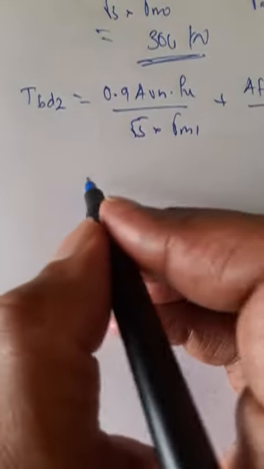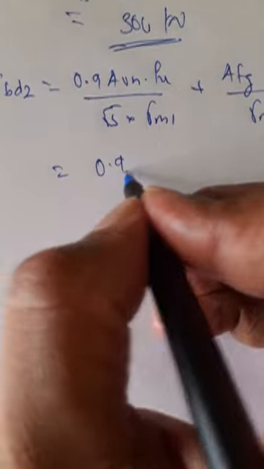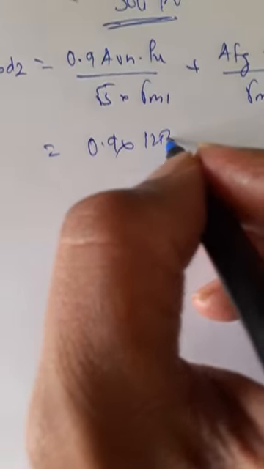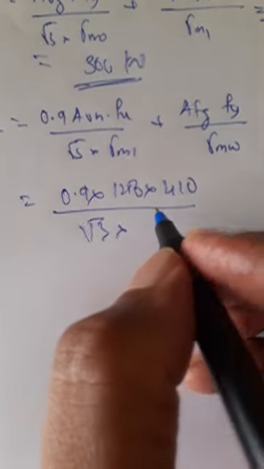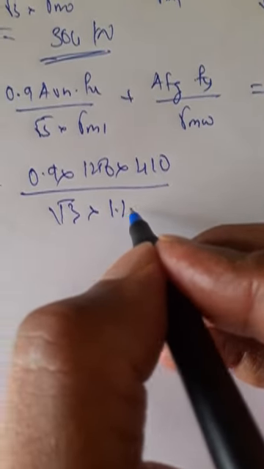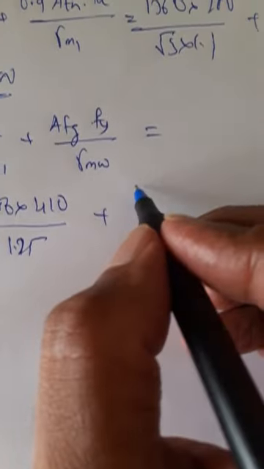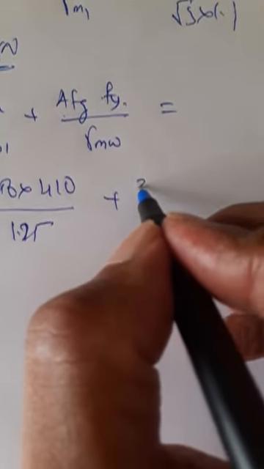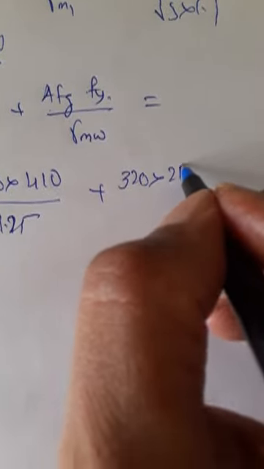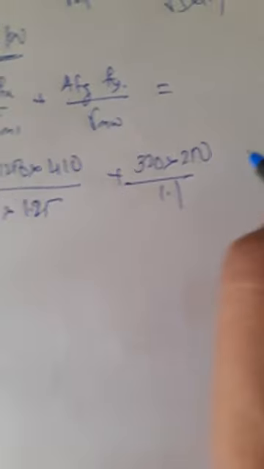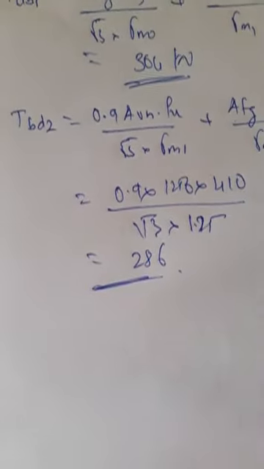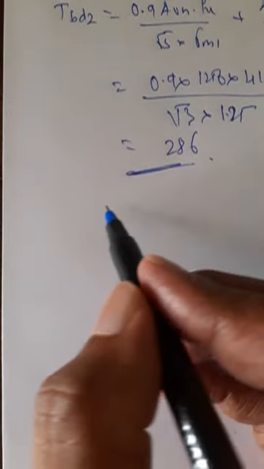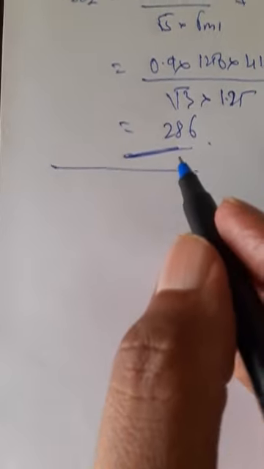Similarly TdB2: 0.9 into AVN into Fu. AVN is 1256, Fu is 410 divided by root 3 into gamma m1 1.25, plus ATG into Fy. ATG is 320, Fy is 250 divided by 1.1. So solving this you have the answer 286. For TdB you will be having two values. So compare all four and whichever is the least, that will be the tensile strength.